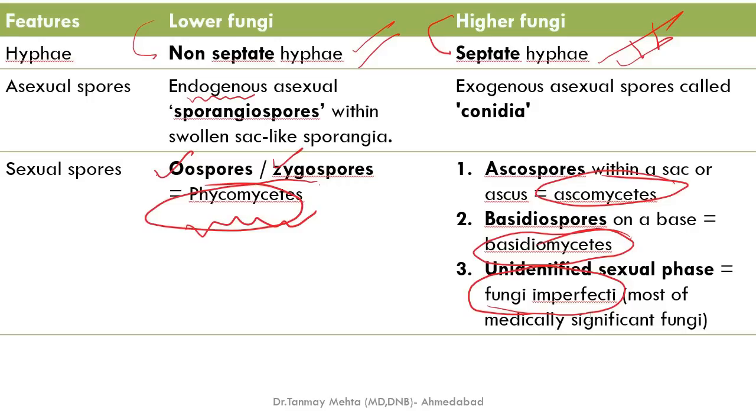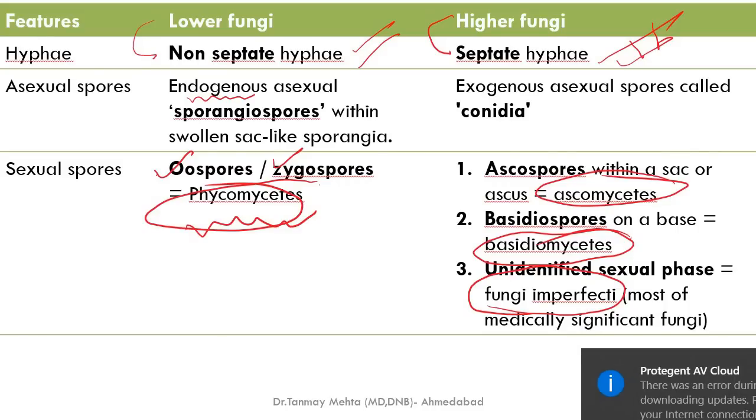So we can say that a systemic classification of fungus could be lower fungi and higher fungi. In lower fungi we have Phycomycetes, which have asexual sporangiospore, sexual oospore and zygospore. In higher fungi we have Ascomycetes, Basidiomycetes and Deuteromycetes. In Ascomycetes, asexually conidia and sexually ascospore. In Basidiomycetes, asexually conidia and sexually Basidiospores. In fungi imperfecti, asexually conidia is there, but sexually we have not yet identified any sexual stage.